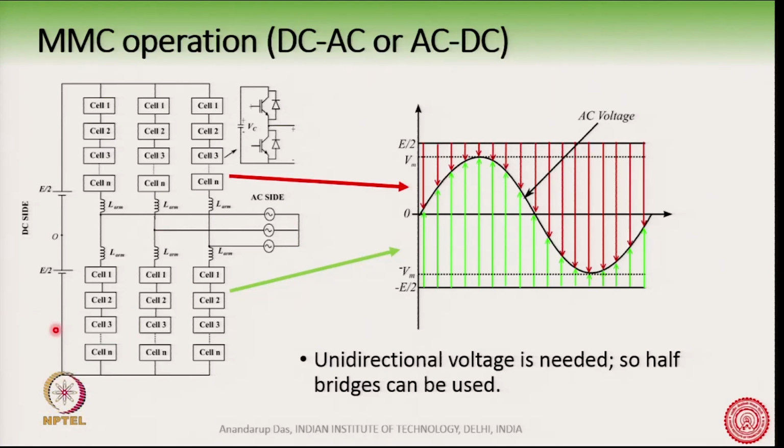How we can get a single phase AC from a 3-phase AC can be understood from this diagram here. Here we had assumed that there was a DC source represented by this line and this line, and there was an AC which we were trying to produce, or which we were getting from this AC side.